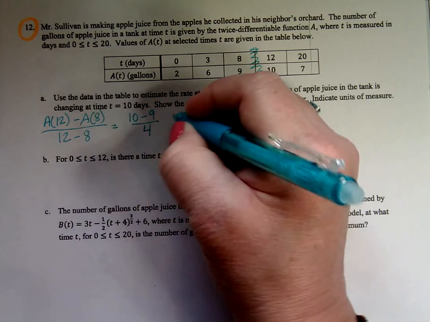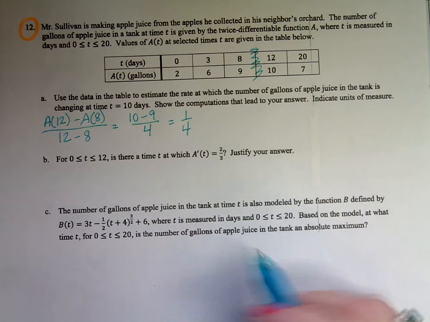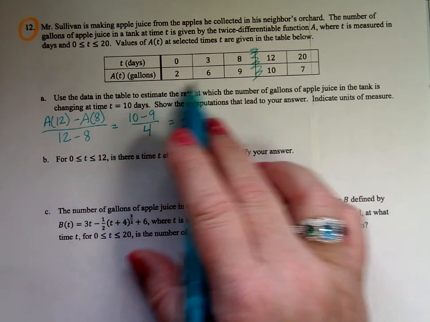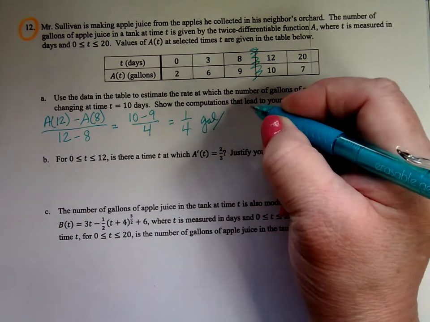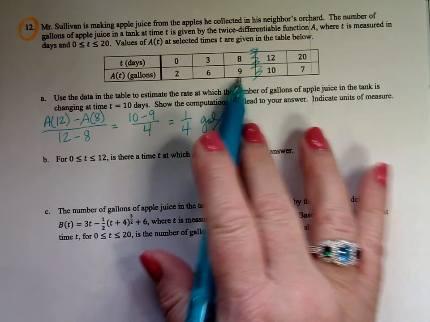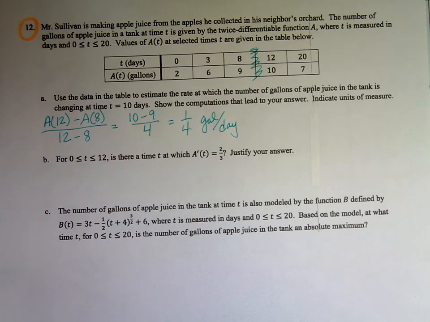is 1/4. Well, what does that represent? It is gallons, right? We have our y values on the bottom, so gallons per day. 1 represents my gallons, 4 represents my days. Cool. Got number 12a.